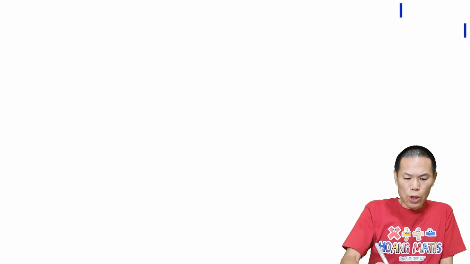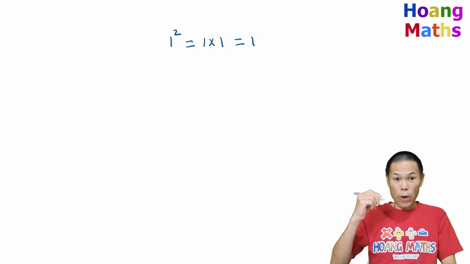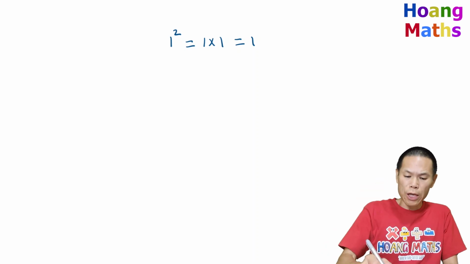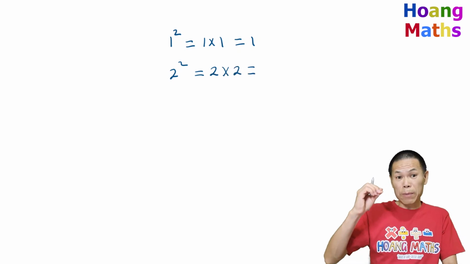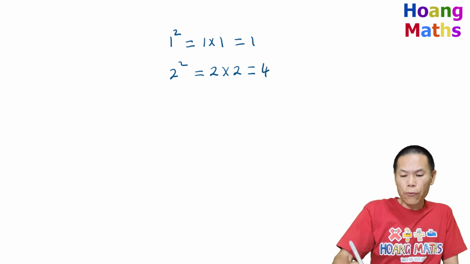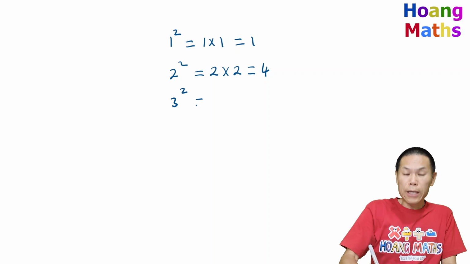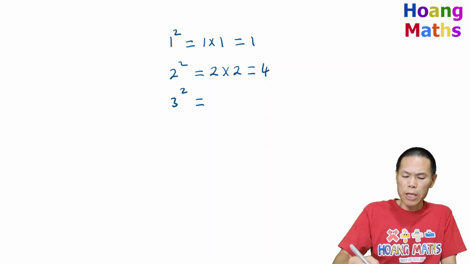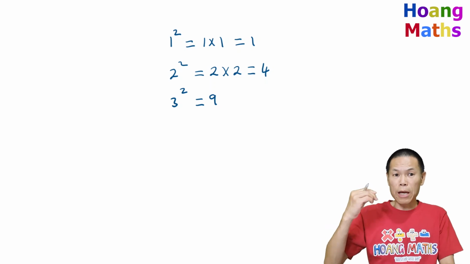The first square number is 1, because 1 squared is 1 times 1, which is equal to 1. So 1 is a square number. That's the first square number. If we have 2 squared, this means 2 times 2, and we know that 2 times 2 is 4. So 4 is a square number. Similarly, 3 squared is equal to 3 times 3, which gives me 9. So 9 is the third square number. Keep that in mind, okay?